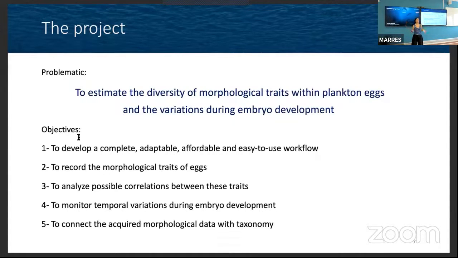And all this morphological data has to be then connected with the taxonomy in order to make the connection. For today, I won't go into this last point because we didn't have all the data in time, but you will see that we already have some preliminary results.